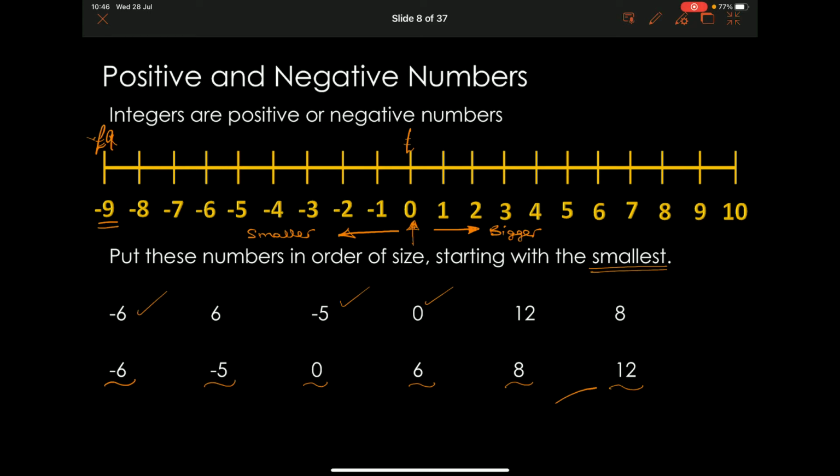Okay, think of it like it's -6 degrees outside, so it's really cold. And then later on it's -5, so it's still cold, but not quite as cold. And then 0, still cold, but not quite as cold as -5. Then it gets to 6, then to 8, and then to 12 degrees. Okay, so 12 degrees is manageable-ish. If you're like me and like the heat, then 12 degrees is not manageable. All right, so that's how you are going to order negative numbers.